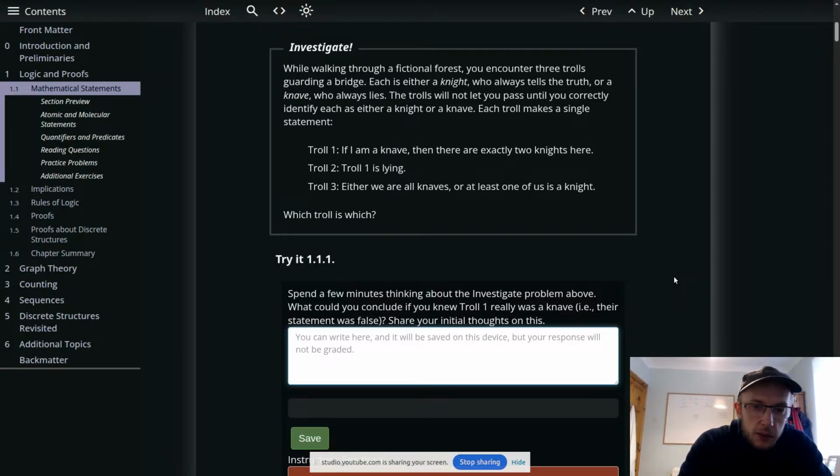So let's suppose troll 1 is a knight. Suppose troll 1 is telling the truth. What does that imply? Oh, I guess. You know what? I think there are like 3 possibilities, right? And we have to figure out which of them is consistent.